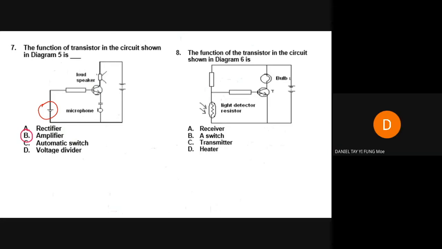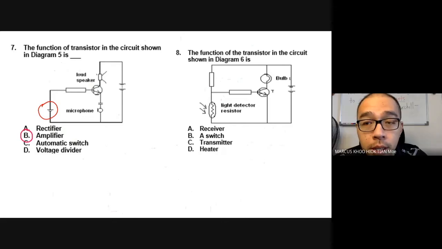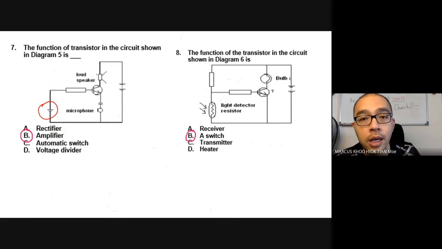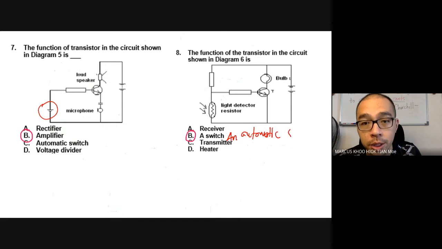B, a switch. Alright, this will function as a switch lah, because the moment you see light detector or thermistor, you're talking about switch. You want to on or off something secara automatic. Actually, this is not even technically correct. It should be an automatic switch.